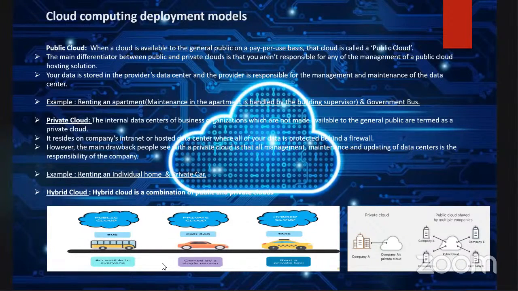Okay, I think everyone is done with that. So I'm just proceeding. Next slide. Okay, so we have a deployment model.